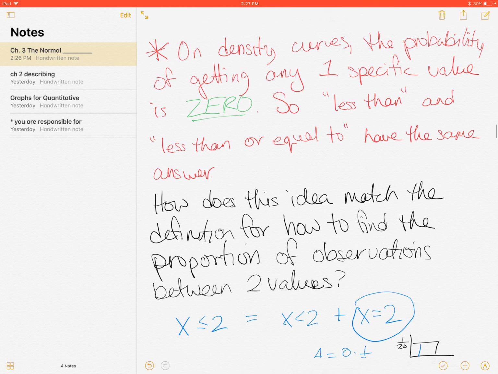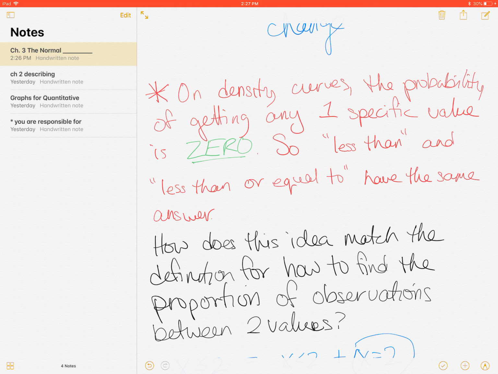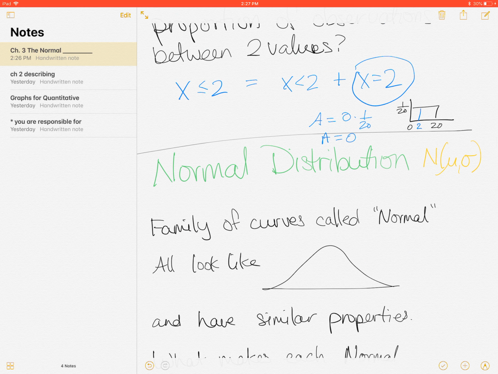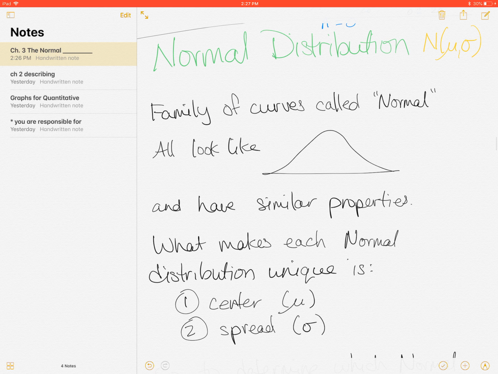So that's all we're going to say about uniforms. Know they're a rectangle, know how to find the height, and know how to answer questions with them. The rest of the day, we're going to talk about the normal distribution. Yes, the thing the chapter is named after.